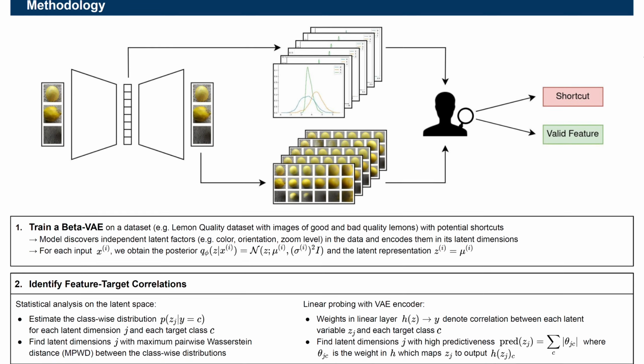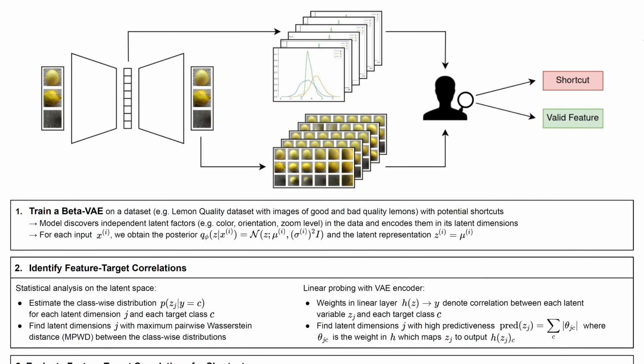Second, we identify feature target correlations. On the one hand, we estimate the class-wise distributions for each latent dimension and each target class. We want to find those latent dimensions whose class-wise distributions are highly disparate because they encode information that highly correlates with certain classes. On the other hand, we perform linear probing with a pre-trained and frozen VAE encoder. Eventually, the weights in the linear layer should also denote the correlation between each latent variable and each target class.